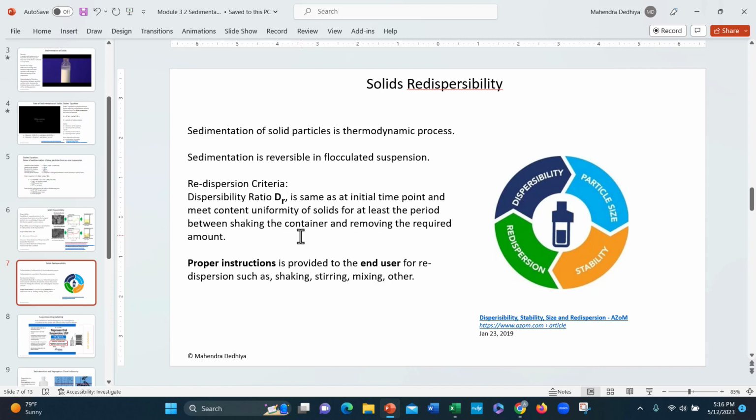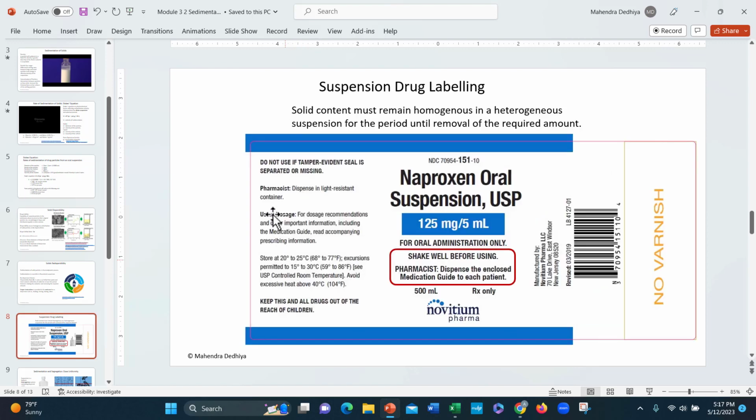For pharmaceuticals, proper instruction must be provided to the end user, such as shaking, stirring, mixing, etc. Pharmaceutical labeling for suspension includes that, shown here for naproxen oral suspension, 125 milligram per 5 ml. It clearly states shake well before using. In addition to that, pharmacists will provide an attached medication guide to each patient.